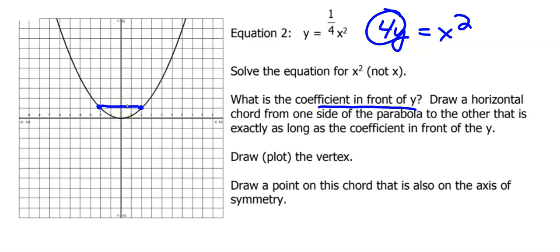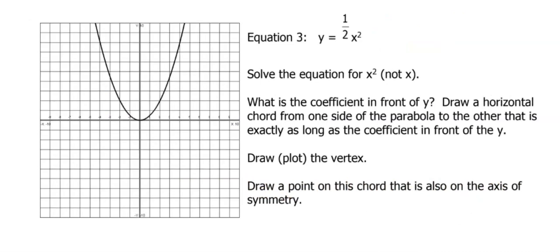So there it is. Plot the vertex. There it is. Draw a point on this chord that's on the axis of symmetry, right here. So stay with me. We're setting up something here so we can see those patterns. Try it again for equation 3 here.